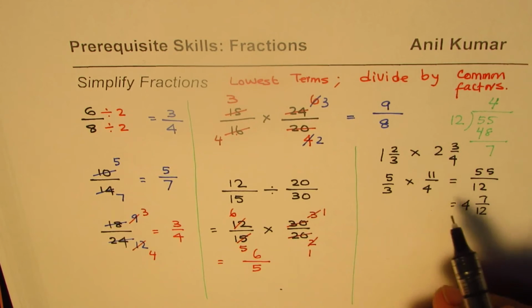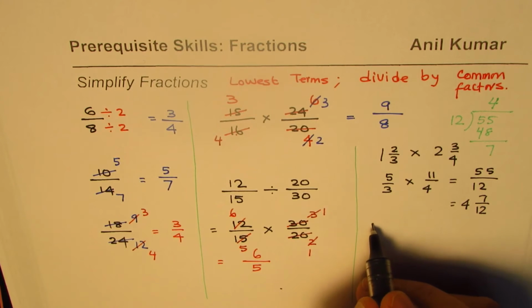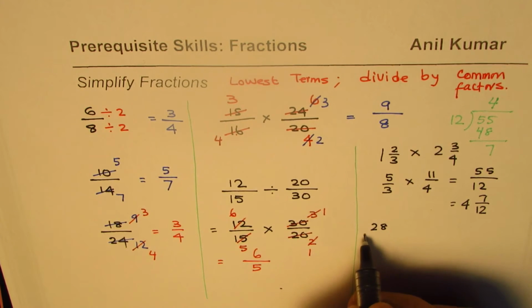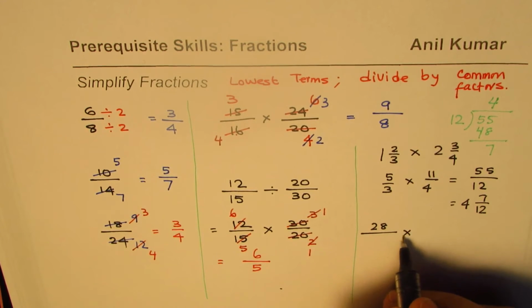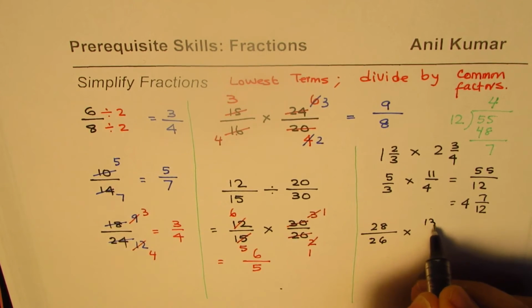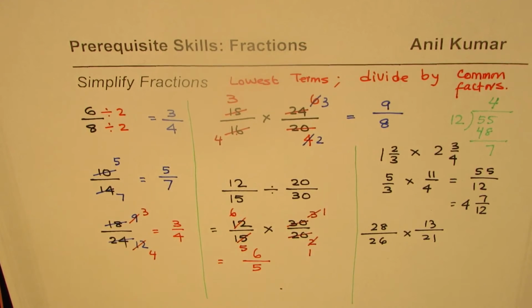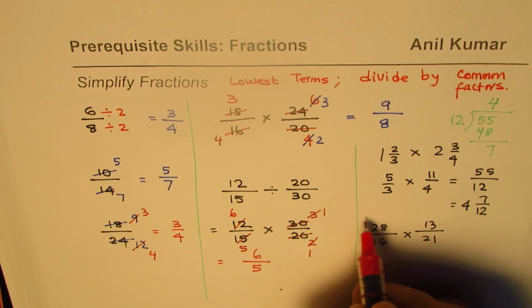So we can try a few more. Let us say if we have improper fractions like 28 over 26, and we have 13 over 21. How do you simplify this? This could be your practice question. You can pause the video, answer the question, and then look into my suggestions, right?